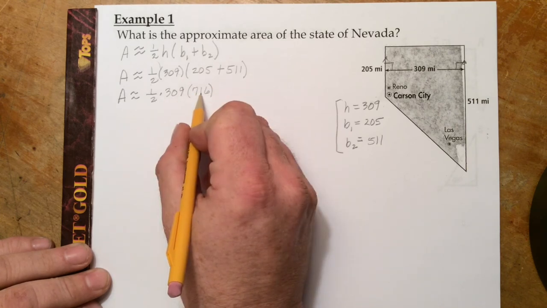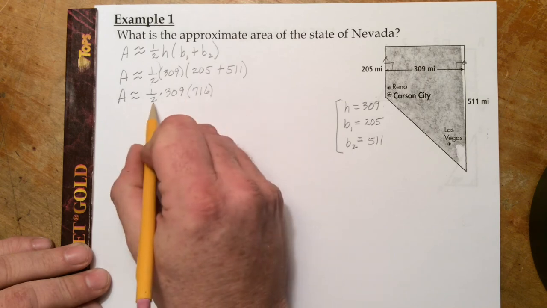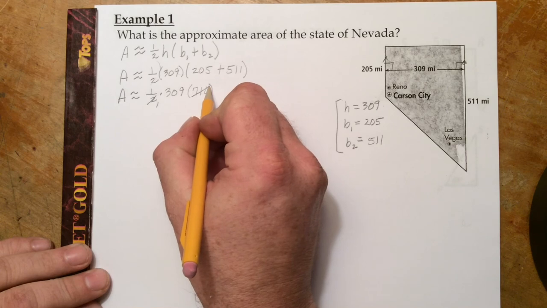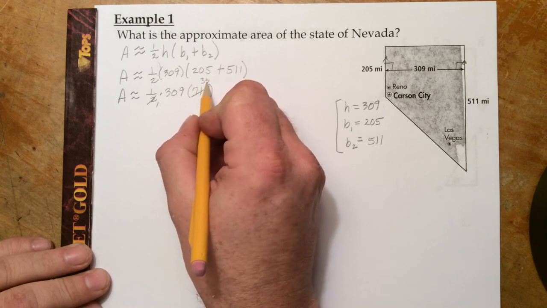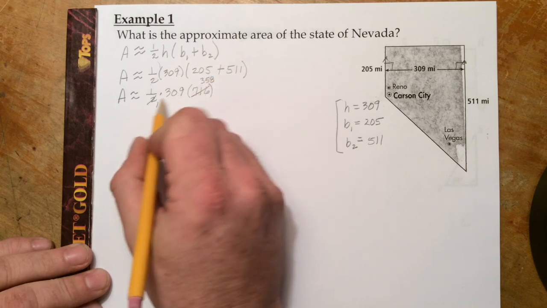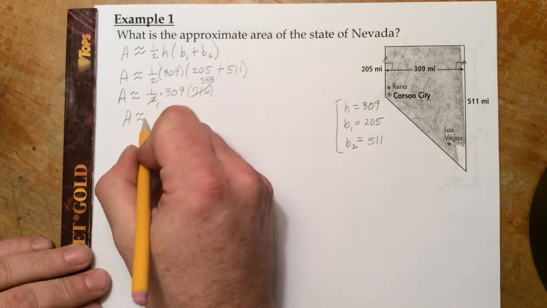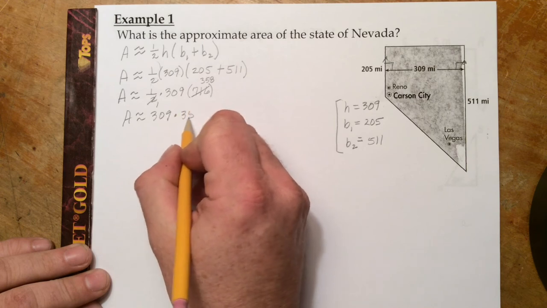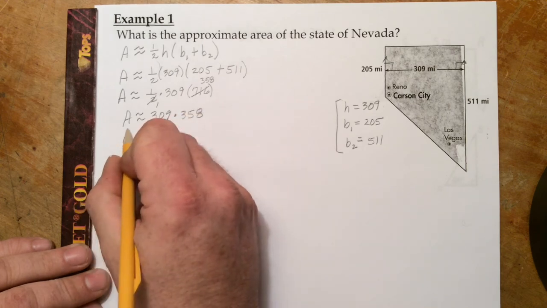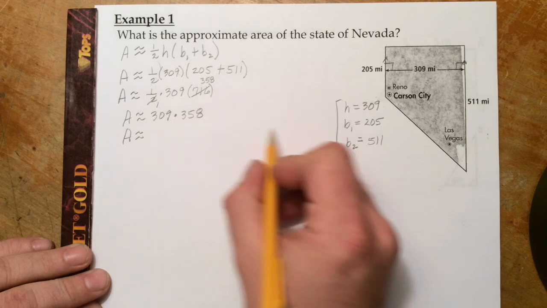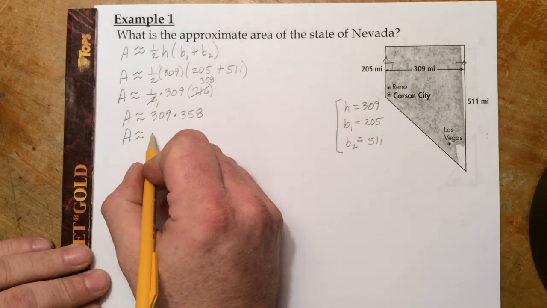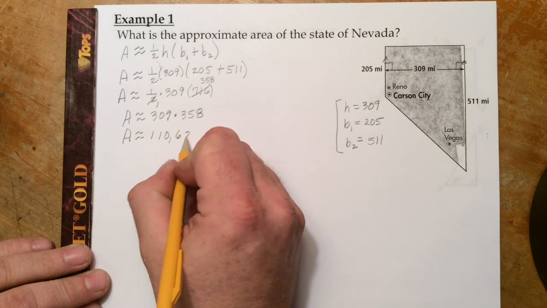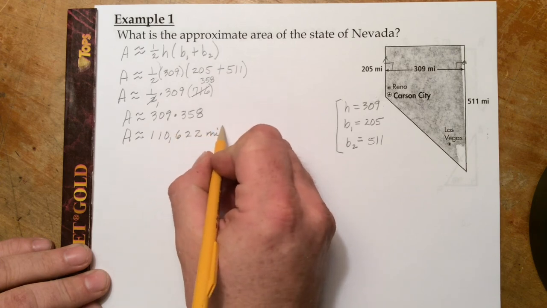Now we've got three numbers multiplied together. 716 is even, so 2 will go into it. 2 goes into 2 once, and 2 goes into 716 358 times. So now we have the area is approximately 309, this fraction went away, times 358. Multiplying those two together, our approximate area for the state of Nevada is about 110,622 square miles.